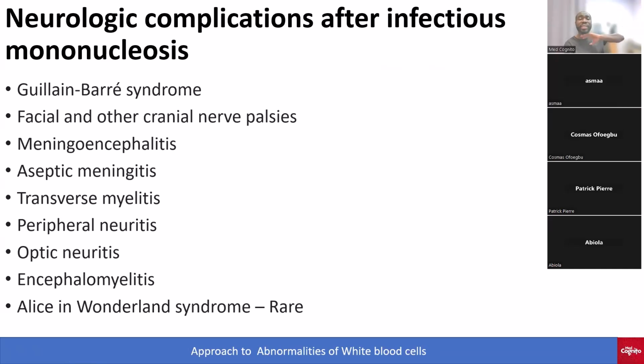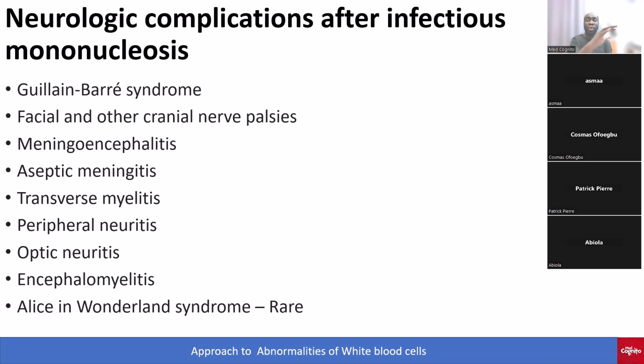Number one, it can lead to Guillain-Barré. Facial and other cranial nerve palsies can be a complication. Meningoencephalitis can be a complication. Transverse myelitis can also be a complication. Aseptic meningitis, peripheral neuritis, optic neuritis, encephalomyelitis, and even Alice in Wonderland syndrome.